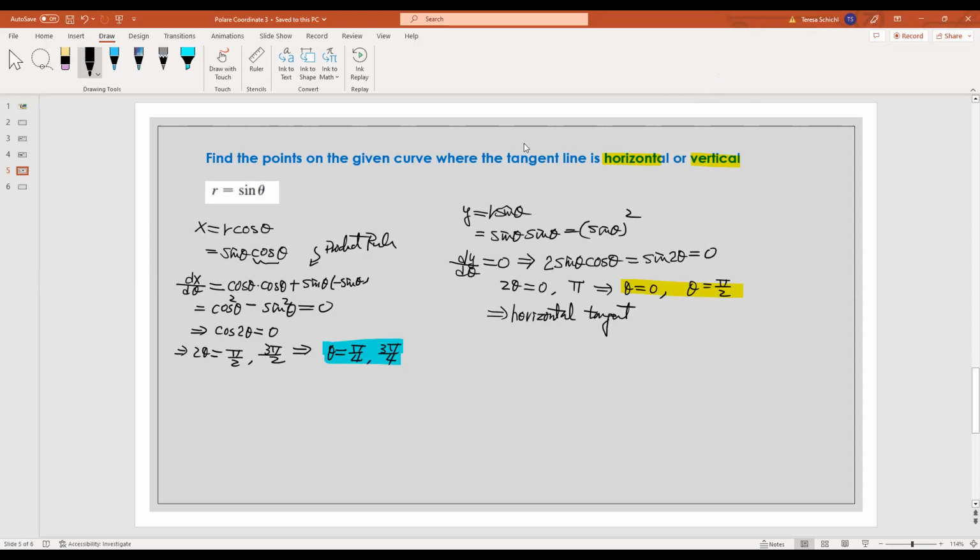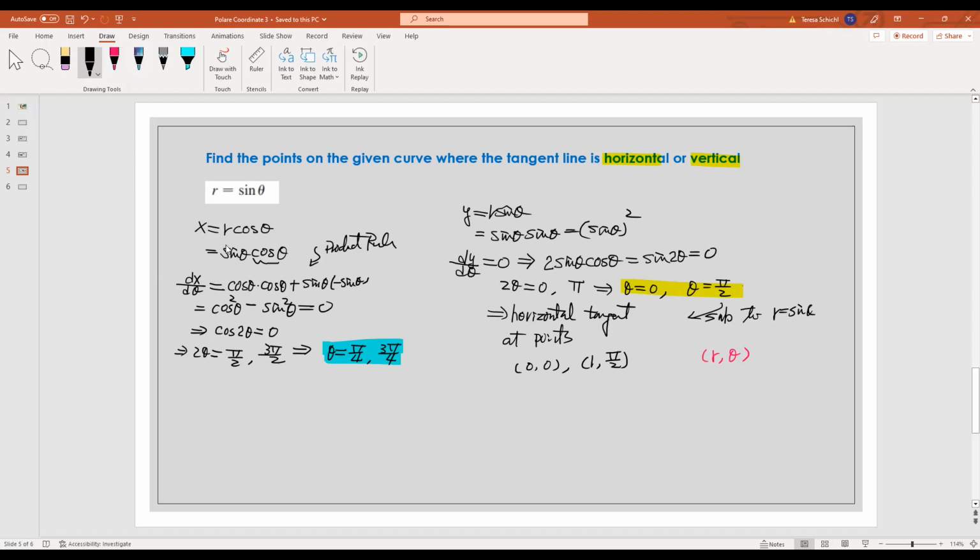So when theta equal to 0, what is your r? Right, so you substitute into the function r equal to sine theta. So my horizontal tangent will be at the point when theta equal to 0, r equal to 0. So it's 0, 0, right? When theta equal to pi over 2, then the sine is 1, right? So this is 1, pi over 2. Remember, in polar coordinates we write r and theta, so we put r in front here.